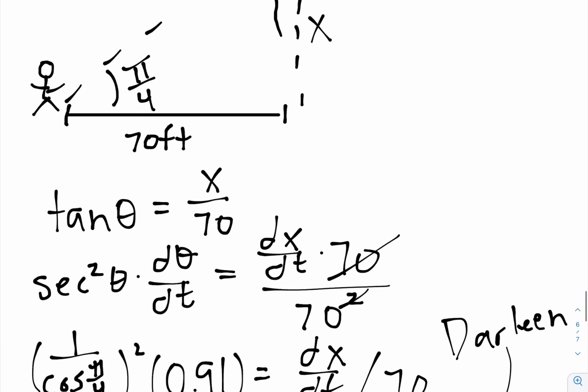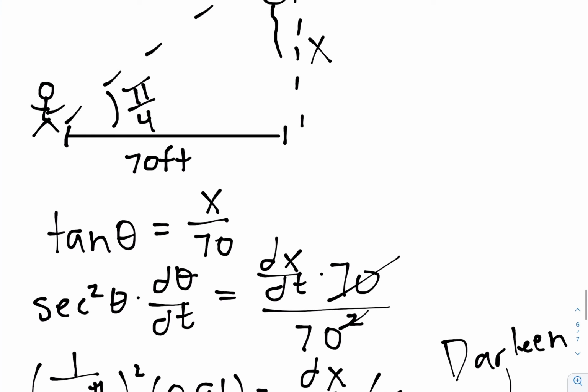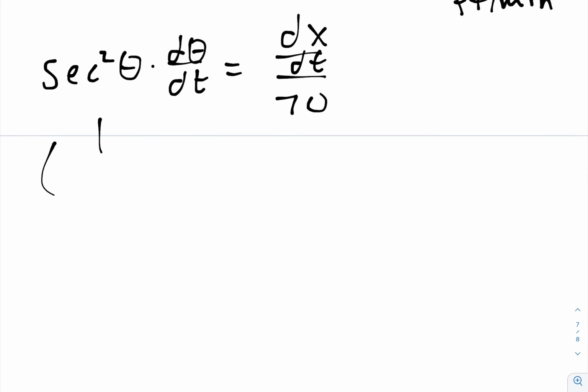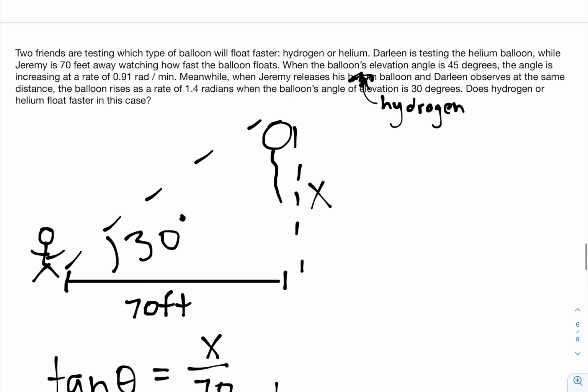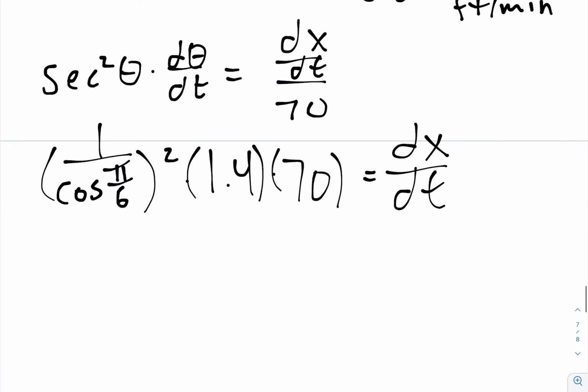So secant squared theta, well, remember theta was 30 degrees for the second case. And 30 degrees is just pi over 6, so this is going to be 1 over cosine of pi over 6 squared times d theta by dt for Jeremy, which was 1.4 radians. And we actually have to multiply by 70 now as well, so I'll just put brackets there instead. This is dx by dt. Now we just multiply all those together.